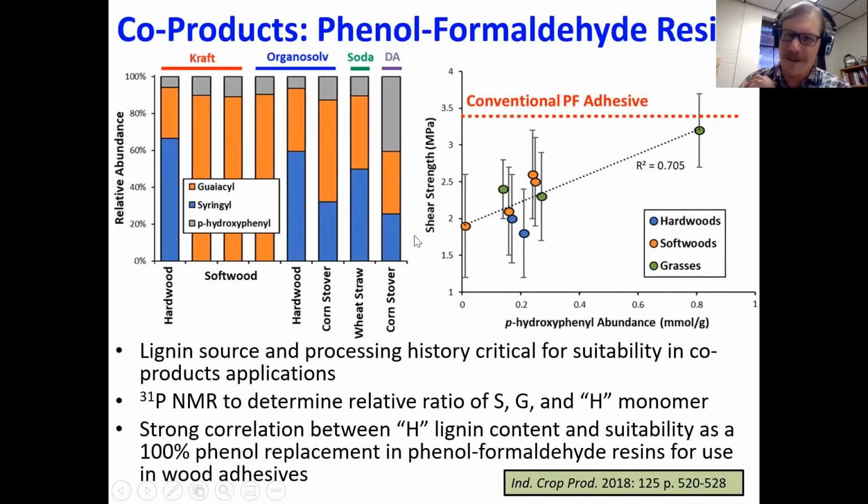And you can actually correlate their performance. So what we're plotting here on this plot on the right is a dry shear stress test. Basically, this test uses the adhesive to glue two pieces of wood together and then measures the force that's required to cause this to fail. And they get the best performance out of this corn stover lignin from dilute acid pretreatment.